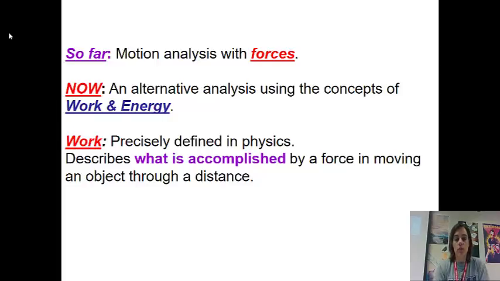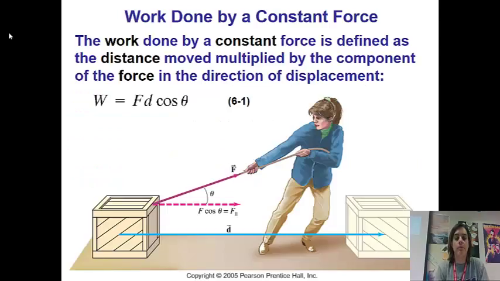Now, there's a very precise definition in physics when we talk about work, and we're looking at what is accomplished by force in moving an object through a distance. Okay? So when you have a constant force, you have work being done, and you multiply the distance by the component of force that's in the same direction as the displacement. Now, I hesitate with the distance word, though, because it depends whether you're looking at distance or displacement based on whether you have a conservative or non-conservative force. So just keep that in the back of your mind when we get there.